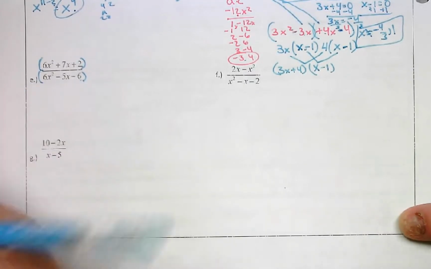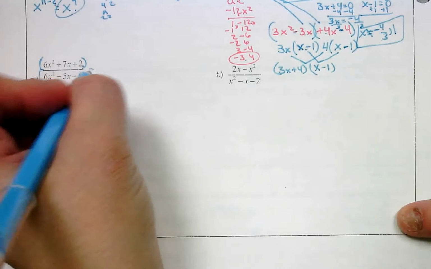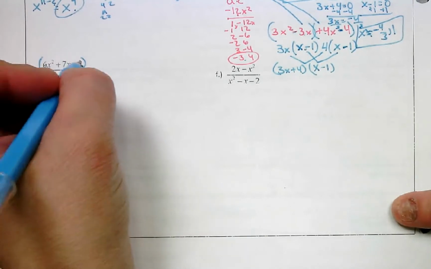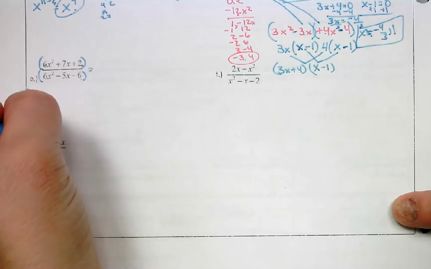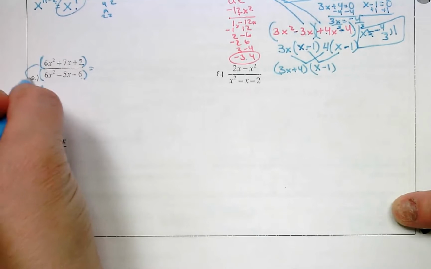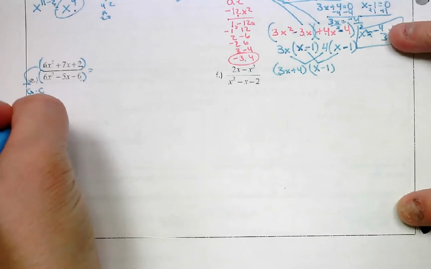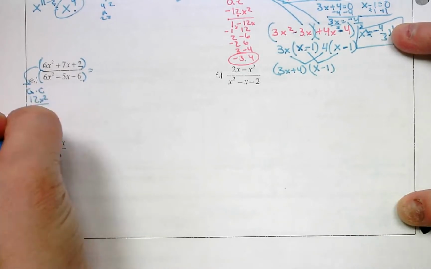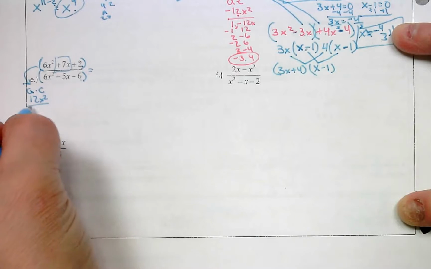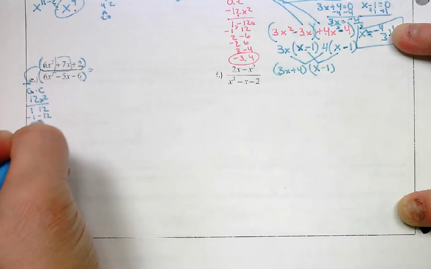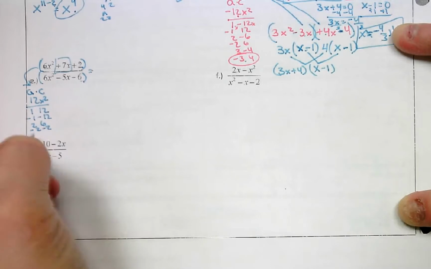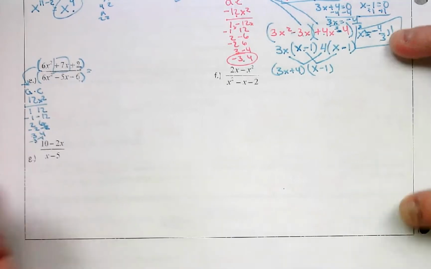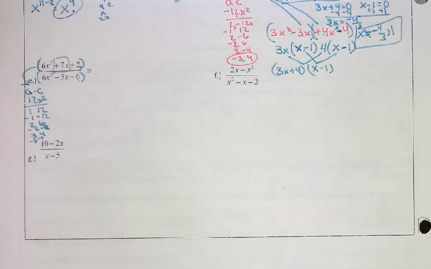So I'm going to do my first one over here. A times c is going to be 12x squared. And I'm looking for the pair that adds to 7, so 1 and 12, negative 1 and negative 12, 2 and 6, negative 2 and negative 6, 3 and 4, negative 3 and negative 4. If you know the list right off the bat, that's fine. Write it out so that you guys can see.